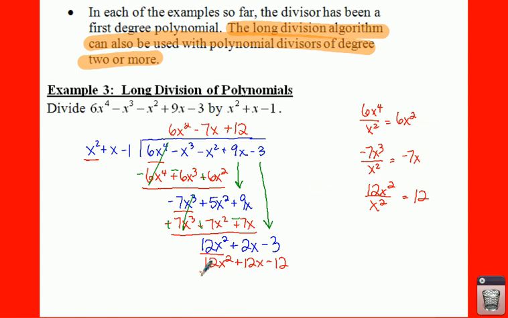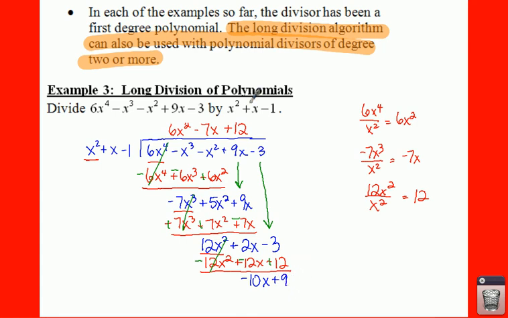And you're going to have to change all of your signs once again. So negative, this becomes negative, this becomes positive. First term cancels. You end up with a negative 10x plus 9.